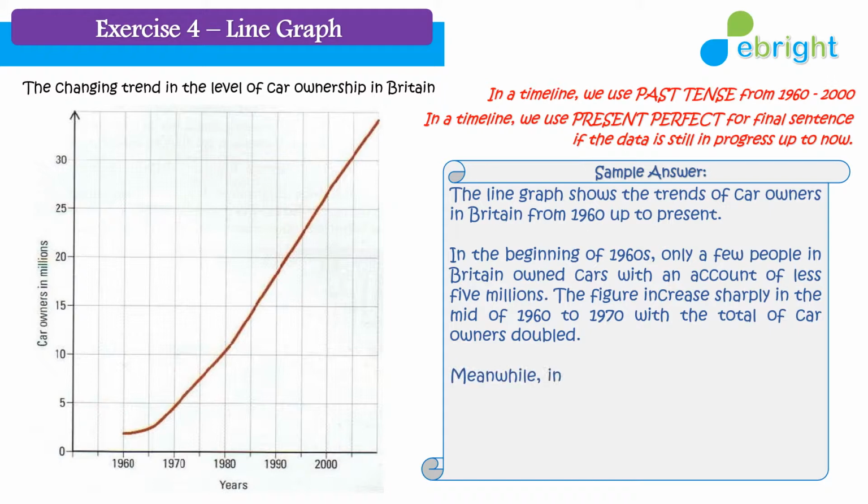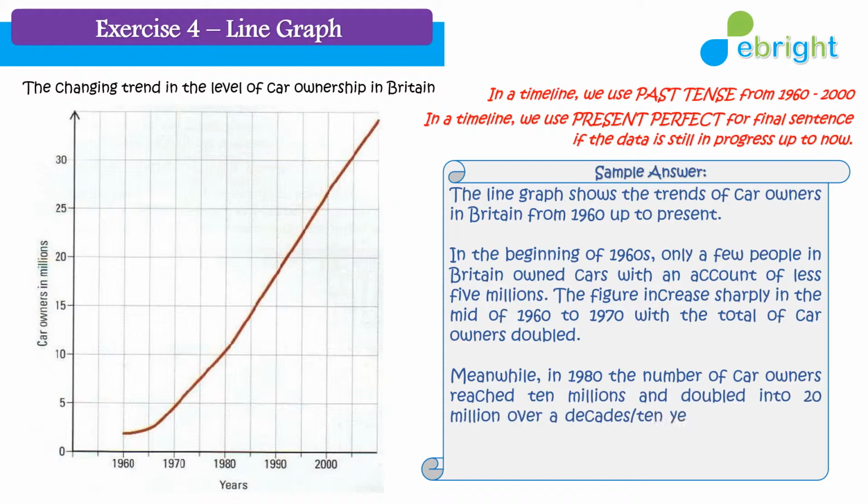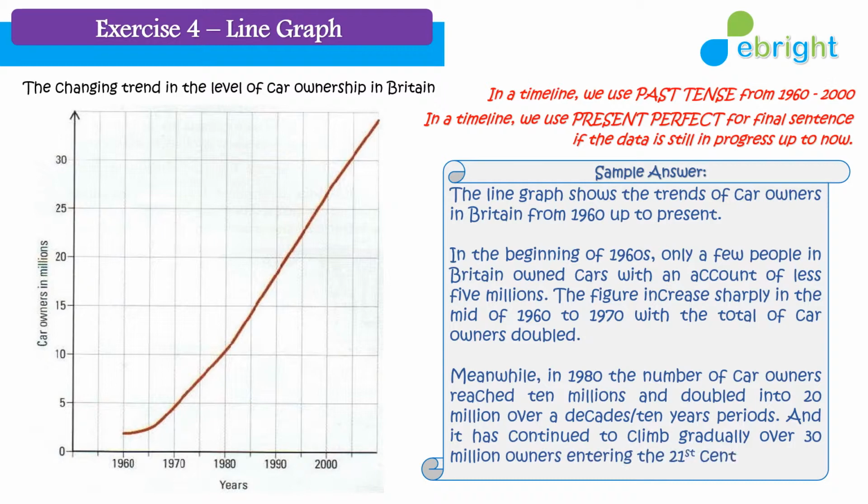And the last paragraph, meanwhile, in 1980, the number of car owners reached 10 million and doubled into 20 million over 10 decades or year periods, and it has continued to climb gradually over 30 million owners entering the 21st century. We can use, for example, the words reached, increased, and then went up for past tense, and then as you can see over there, the last sentence has the verb has continued, which means it used present perfect tense.